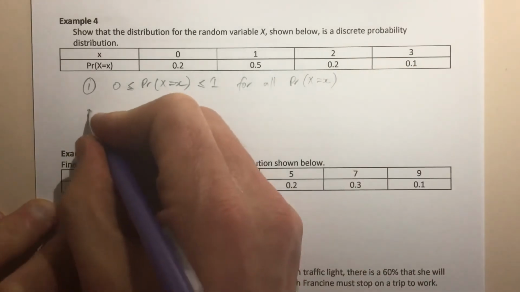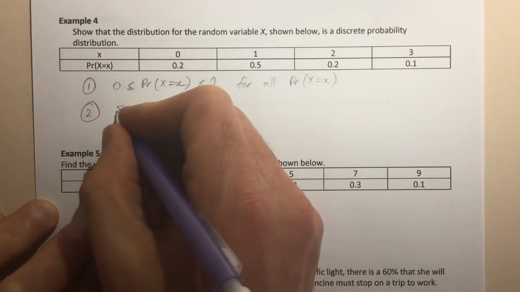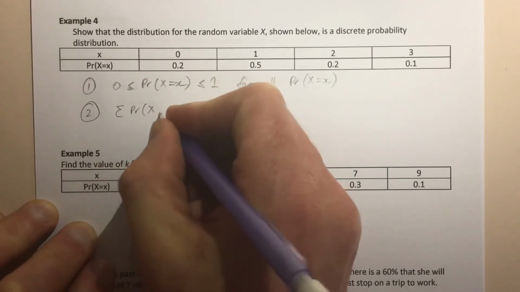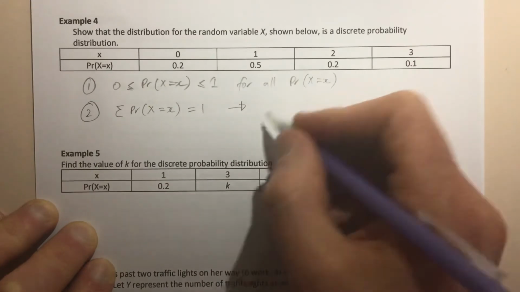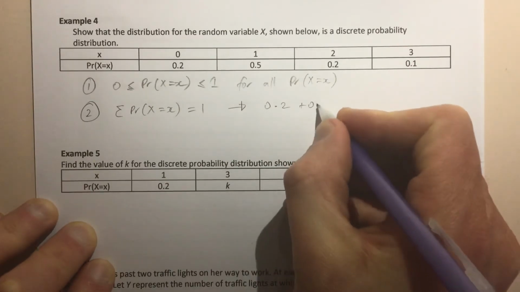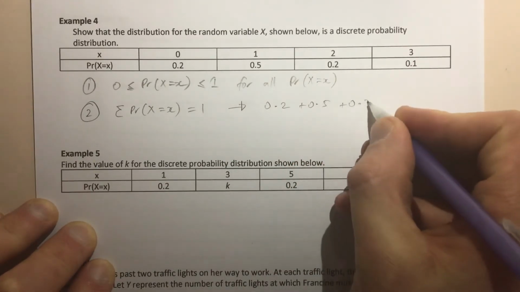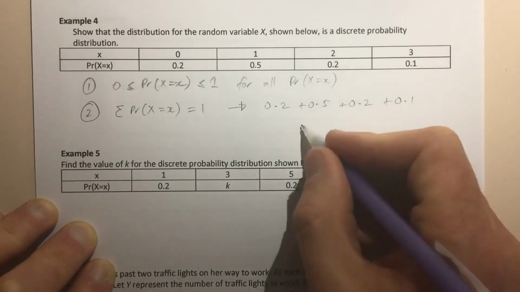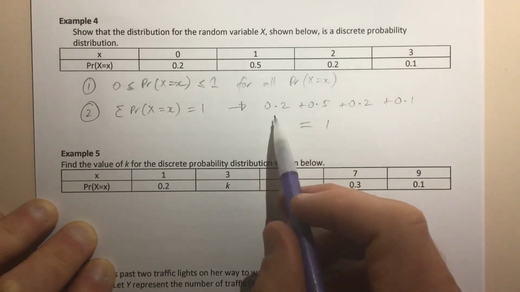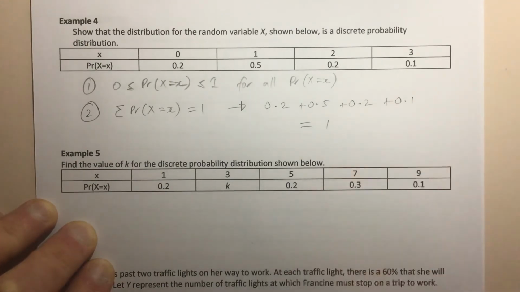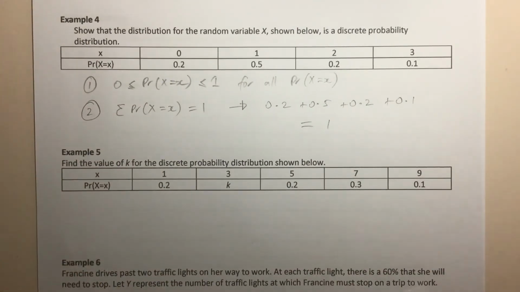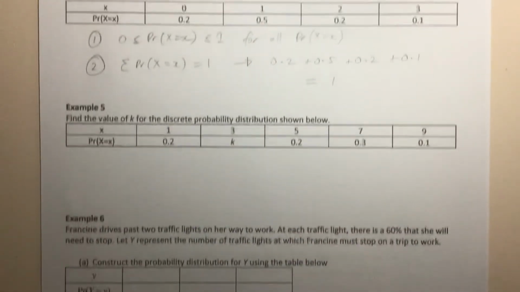The second condition is that the sum of the probabilities needs to equal 1. And we can show that just by adding them together. 0.2 plus 0.5 plus 0.2 plus 0.1. Well, we get 0.2 plus 0.5 is 0.7, then plus 0.2 is 0.9, then plus 0.1 we get to 1, so equals 1. And so we've shown that the 2 conditions are satisfied, and that is a discrete probability distribution.